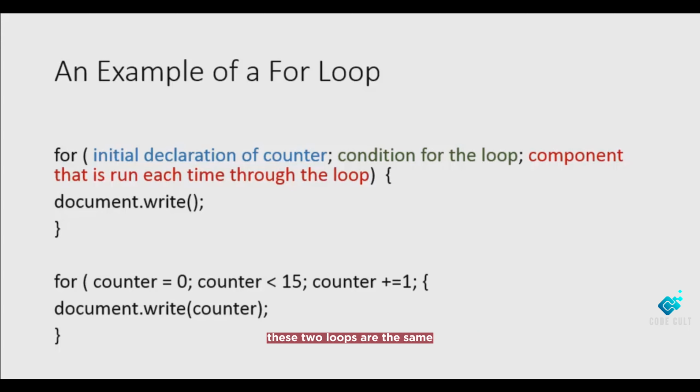Essentially, these two loops are the same, just the syntax for them is different, and a for loop is a lot faster to create. For loops are very common in JavaScript. For loops may seem a little bit complicated to understand right now, but once you start working with them, you will be creating them with no problems whatsoever.